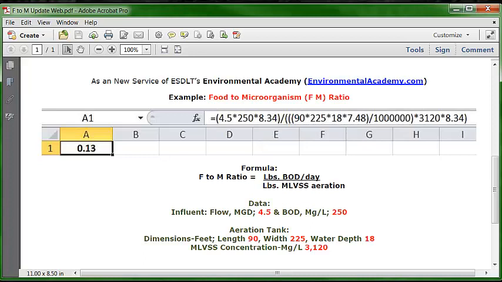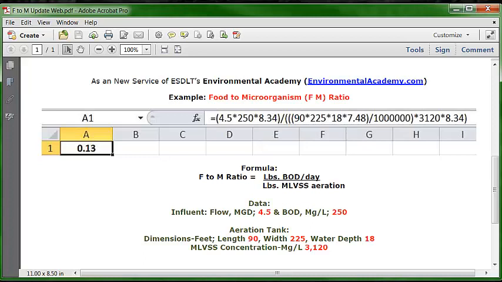In this problem, we have influent flow in MGD, million gallons per day, of 4.5, and influent BOD in milligrams per liter of 250. In our aeration tank, we have tank dimensions in feet. The length is 90, the width is 225, and the water depth is 18. And the mixed liquor volatile suspended solids concentration in milligrams per liter is 3,120. So that's the data that we're going to use in this F-to-M ratio calculation.